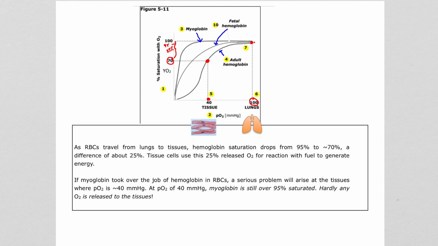So hemoglobin binds oxygen very well in the lungs and then releases it very well in the tissues. That 25% is released into the tissues. Now, what if myoglobin took over the job of hemoglobin in red blood cells? What would happen? Well, let's see. Myoglobin, that's this curve here, is about, let's say, 95-99% saturated at PO2 of 100, which is the same as hemoglobin.